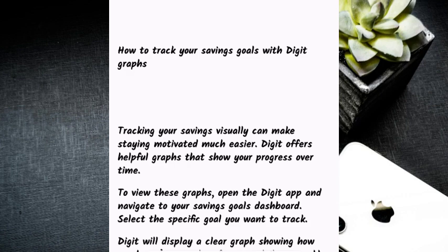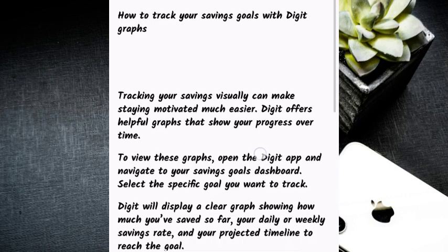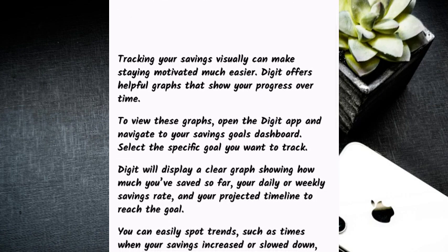To view these graphs, all you got to do is open the Digit app, and once you're logged into your account, navigate to your savings goal dashboard. There you can just select the specific goal that you want to track, and then Digit will display a clear graph which shows, of course, how much you've saved so far, your daily or weekly savings rates, as well as your projected timeline to reach the goal.